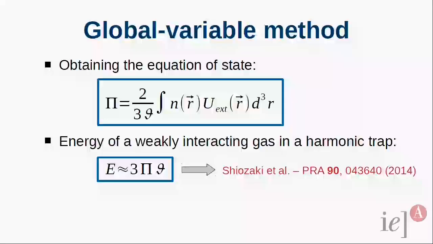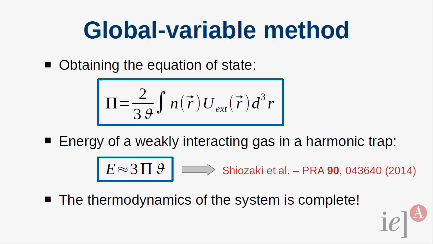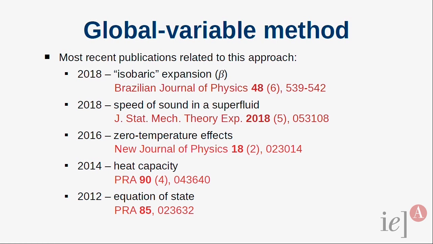And it has been shown in a paper of our group that the energy of a weakly interacting gas in a harmonic trap obeys this equation. This would be equal in the case of ideal gas, but this approximation is very good to describe weakly interacting gas. And then once we have the equation of state and the internal energy, we have all the thermodynamics of the system. So we have completely described the thermodynamic behavior of this system. So as I just showed you this approach, we have some recent publications using it.